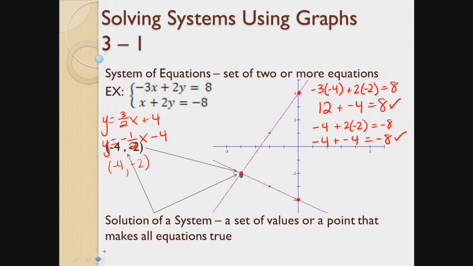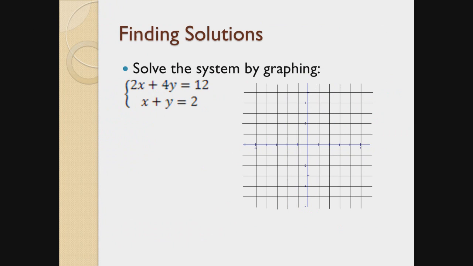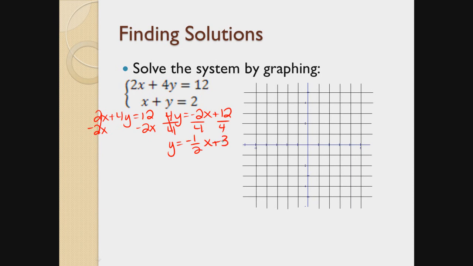Let's try one. Finding solutions. Solve the system by graphing. As I said on the previous page, we need to first put them in y equals mx plus b form. So let's take the first equation and solve for y by starting to subtract negative 2x, and we get 4y equals negative 2x plus 12, then divide by 4, and y equals negative 1/2 x plus 3.